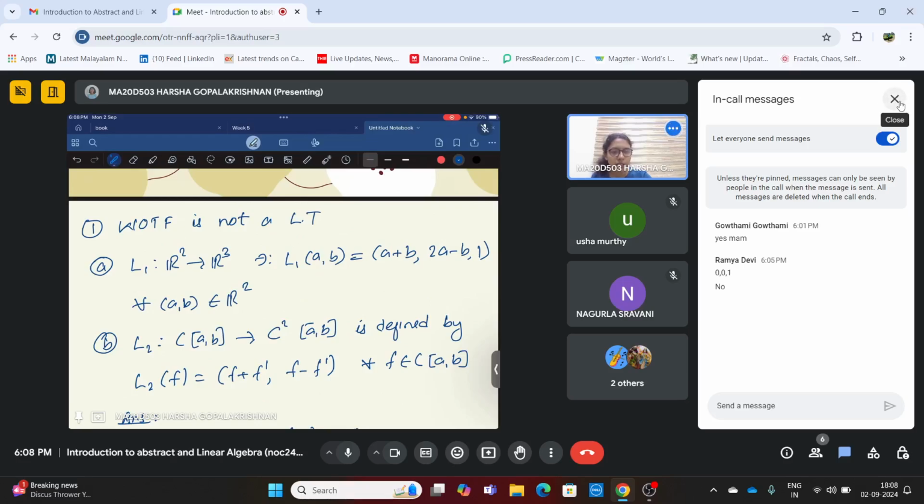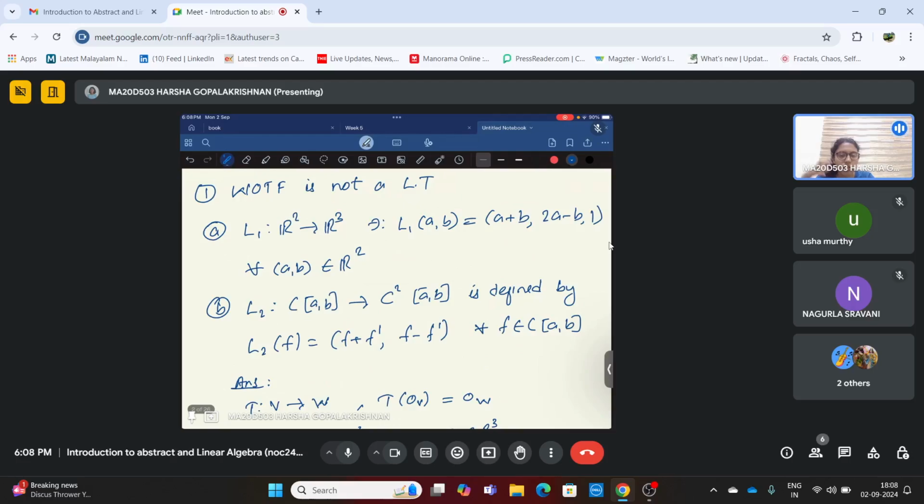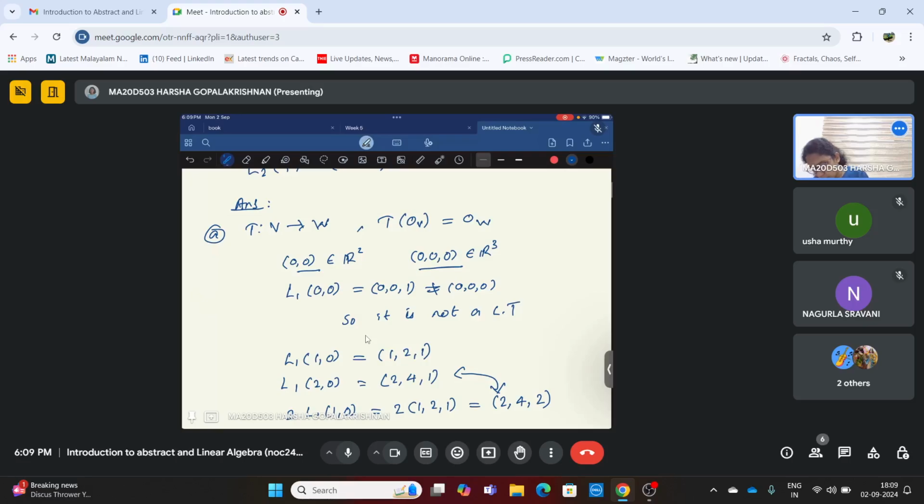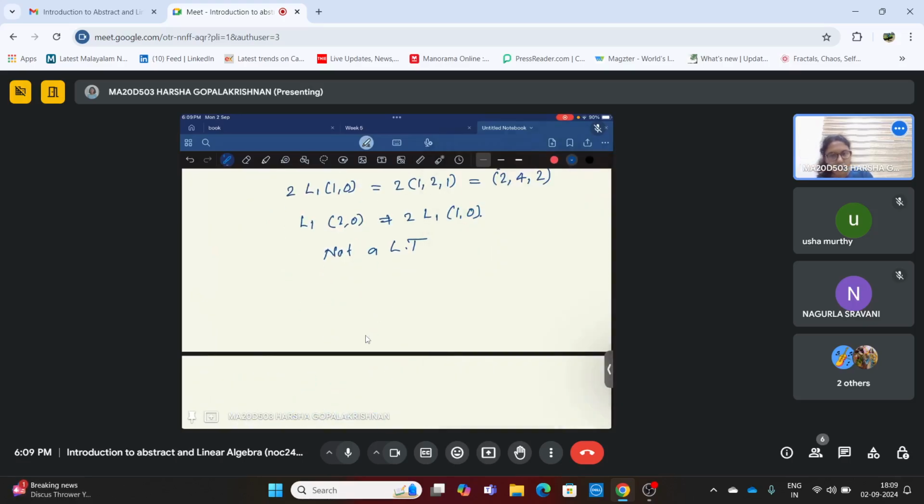Now what about B? Is this a linear transformation? What do you think by intuition? You can check separately under addition, multiplication, everything. But the question is just seeing this. F means function, a function from C[a,b]. What is C[a,b]? Does anyone know? C[a,b] means the set of all continuous functions from [a,b] to R. C[a,b] is the notation for the set of all continuous maps from [a,b] to R.